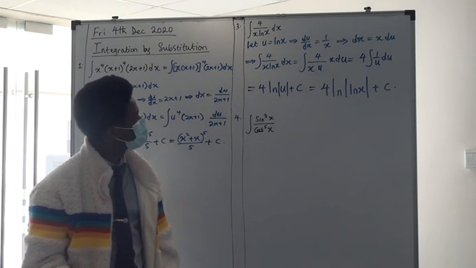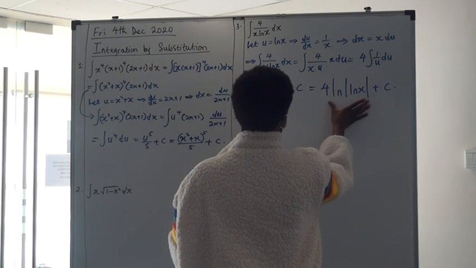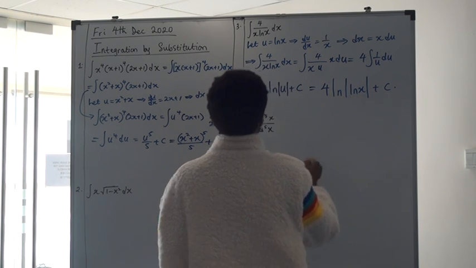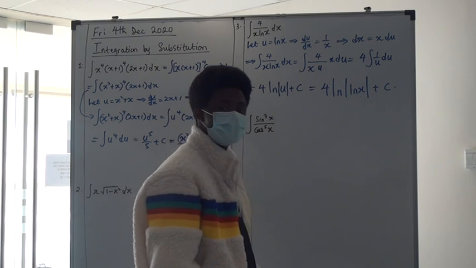Yes, sir. Don't you also need to put another absolute value inside that ln x? You mean for this one? No, the smaller one. Yeah. I want to believe, they didn't put it in the question, but I want to believe it means x can be greater than 0.